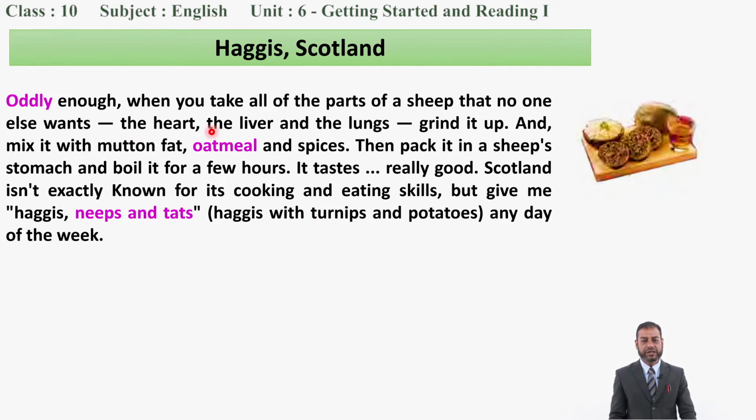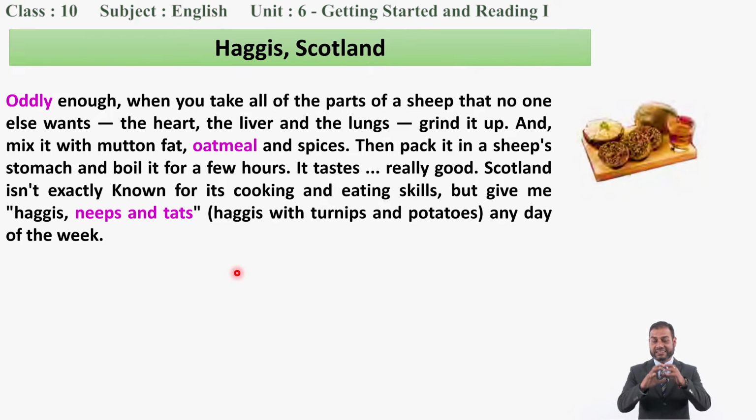Oddly enough, when you take all the parts of a sheep that no one else wants, the heart, the liver and the lungs, grind it up and mix it with mutton fat, oatmeal and spices, then pack it in a sheep's stomach and boil it for a few hours. It tastes really good. Scotland isn't exactly known for its cooking and eating skills, but give me haggis, nips and tats. Means haggis with turnips and potatoes, okay, any day of the week.